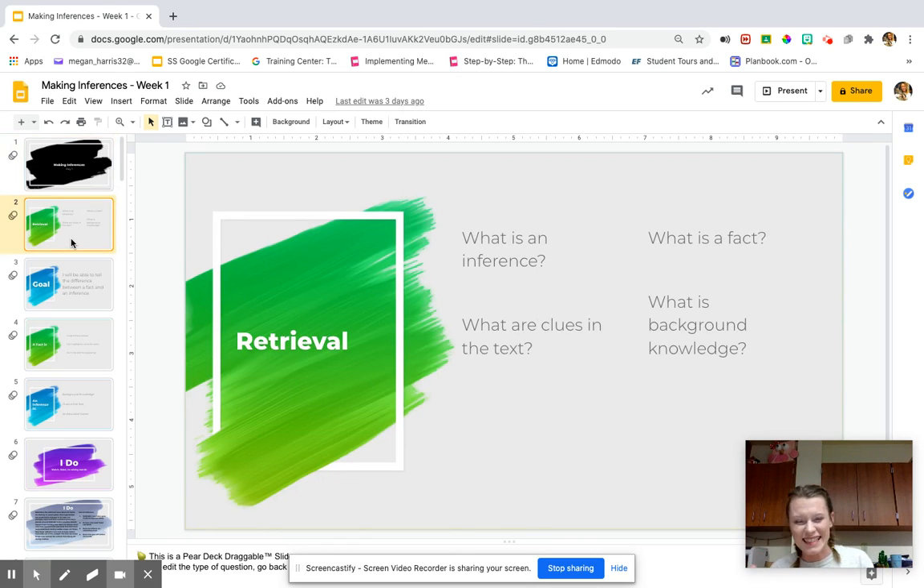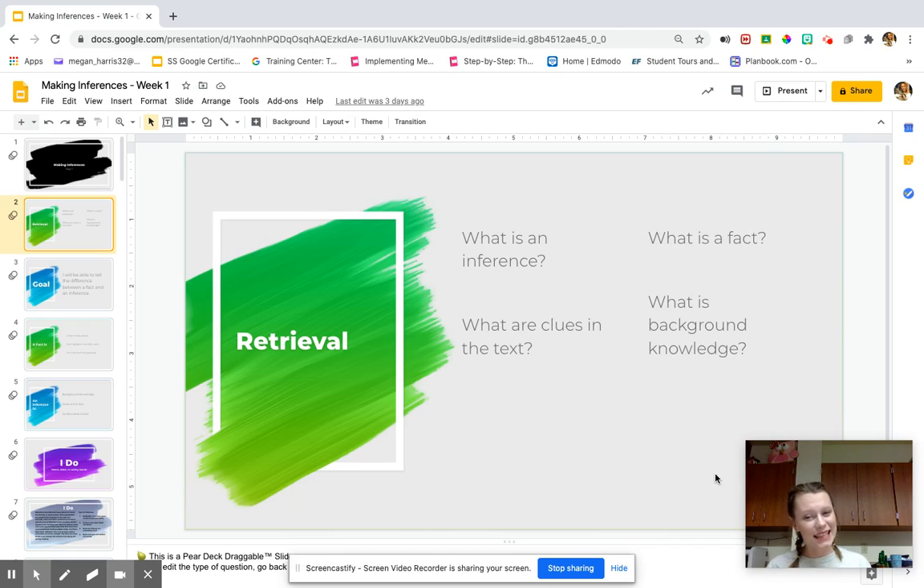Okay, first question. What is an inference? Do you remember what an inference is? I want you to think for just a second, and I want you to ask yourself, do I remember what an inference is? What about a fact? Do you remember what a fact is? What is a fact? Think on that for just a second.